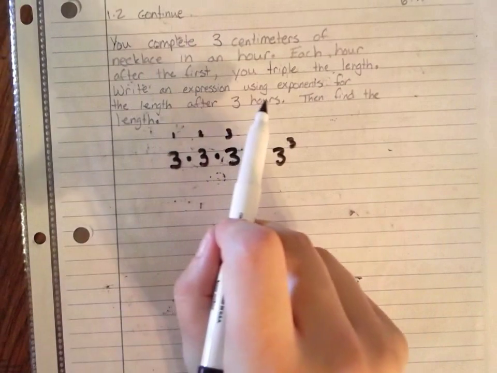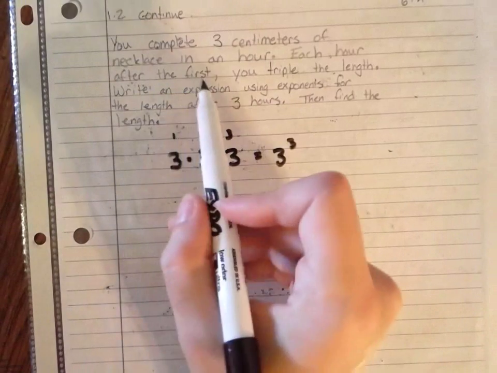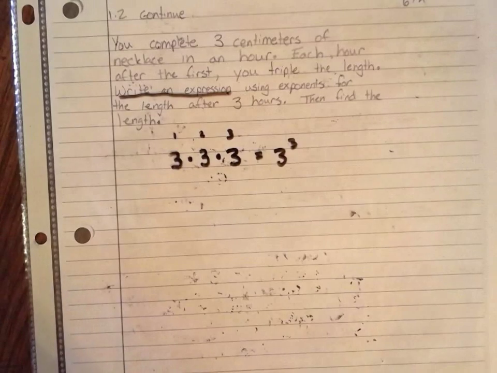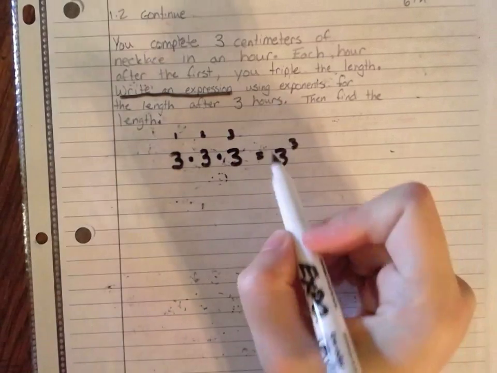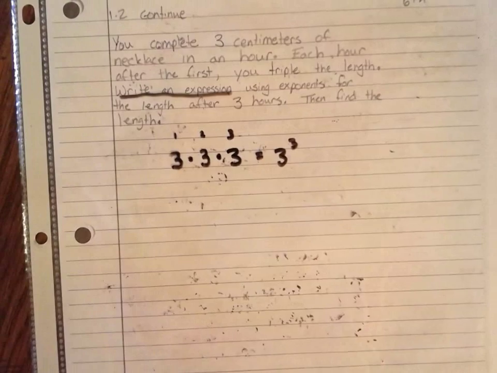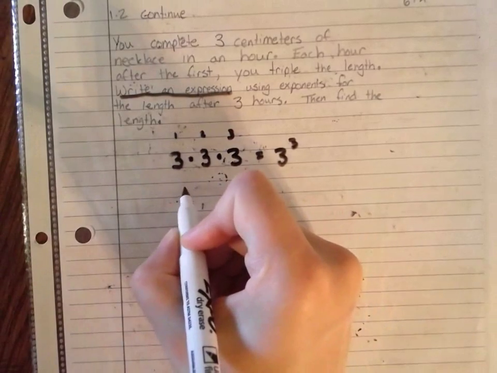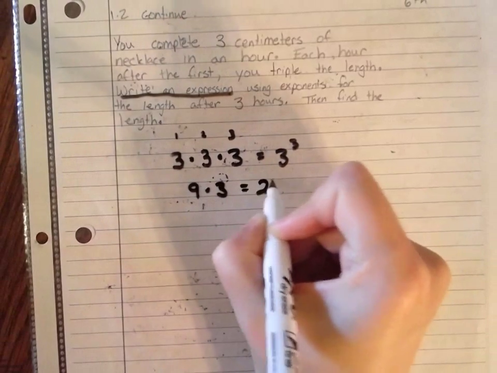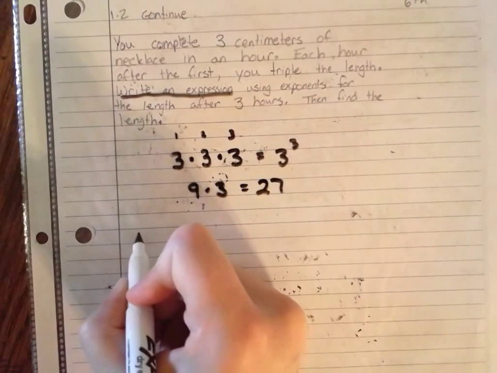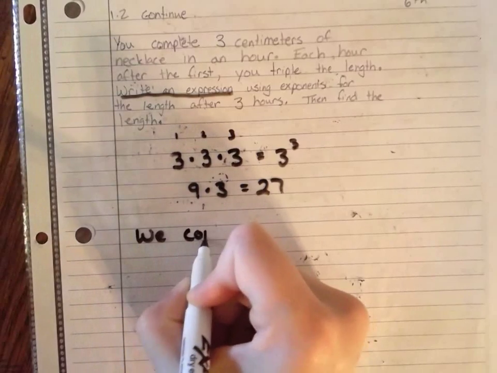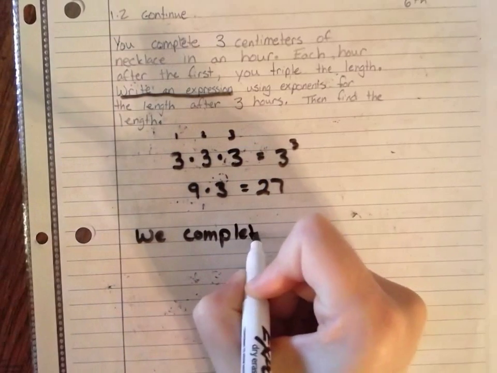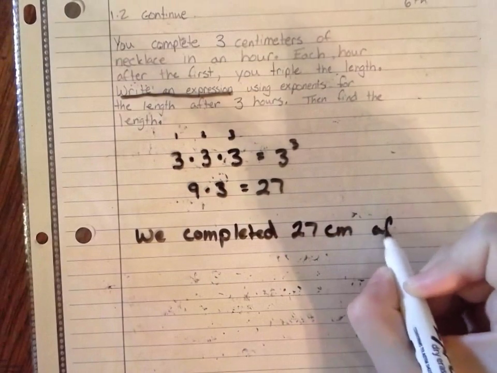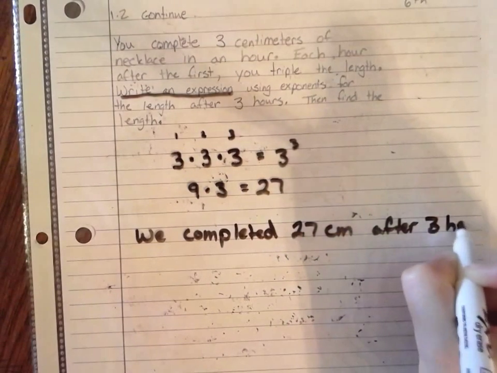So it says write an expression using exponents for the length after 3 hours. So write an expression. That's a command. That's a statement. So we have it already. Find the length. So 3 times 3 is 9, times 3 is 27. So we completed 27 centimeters after 3 hours.